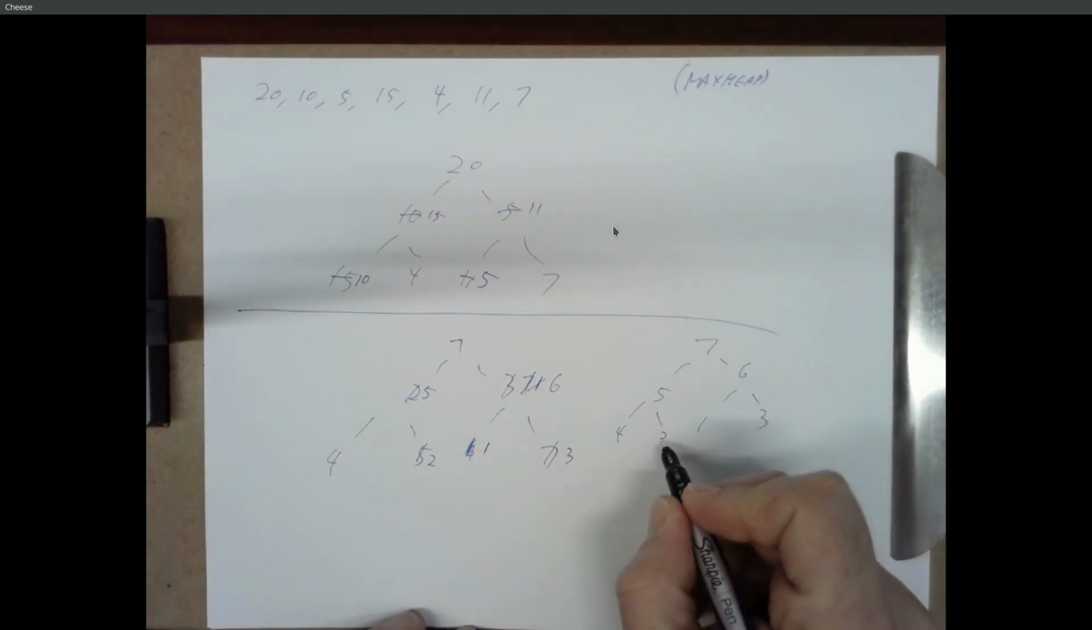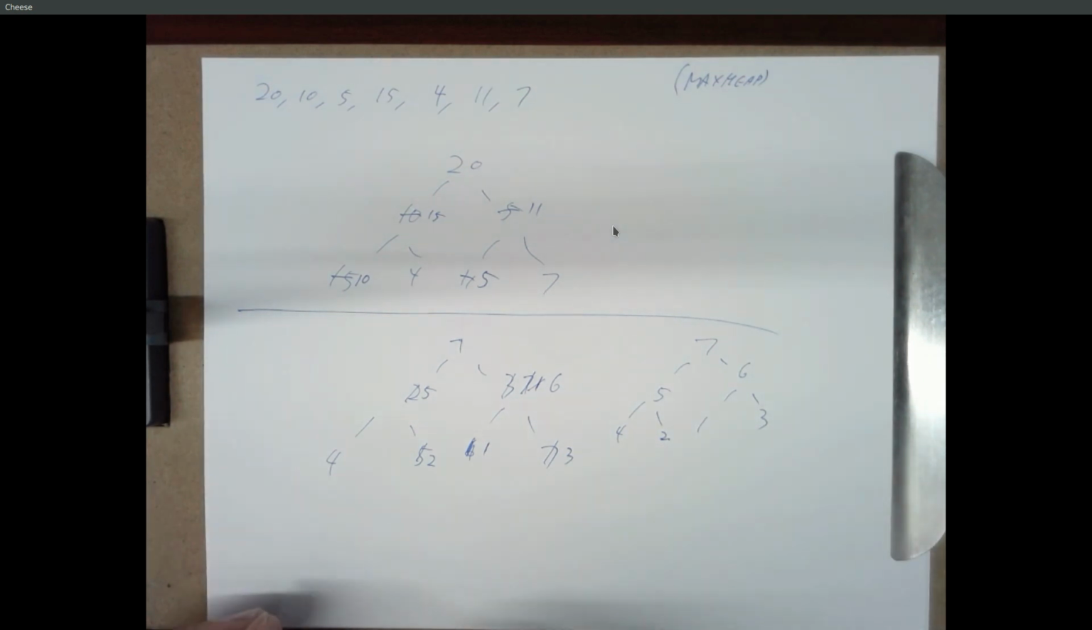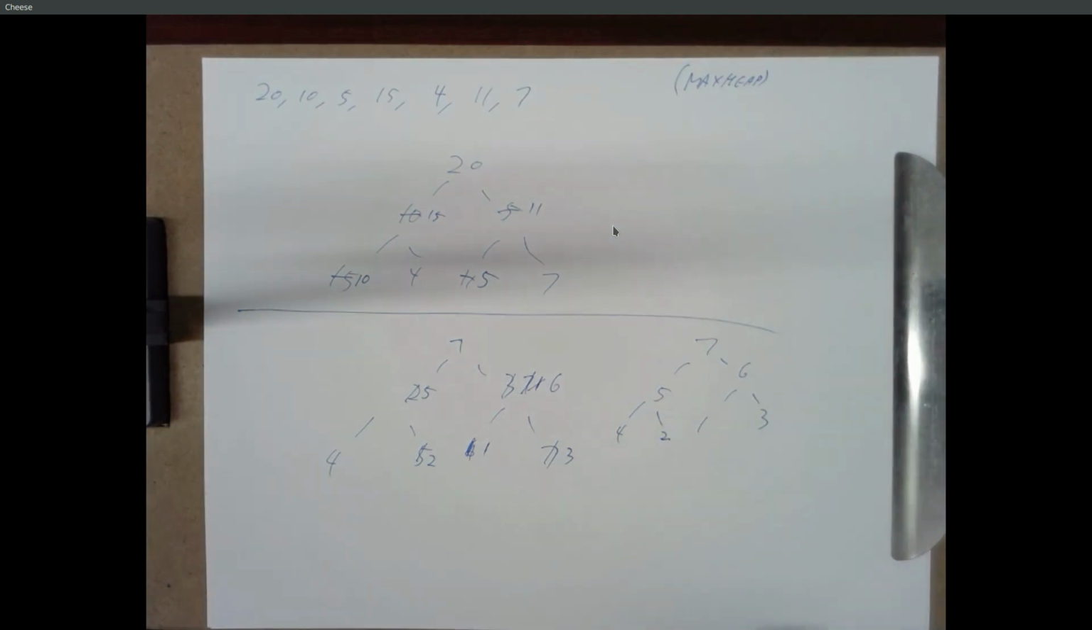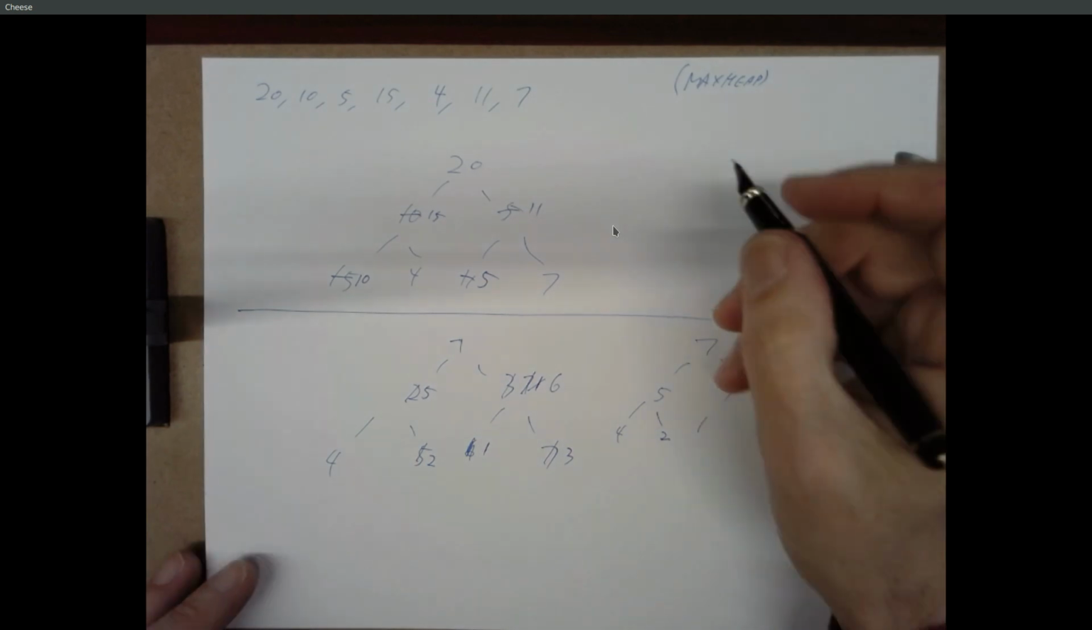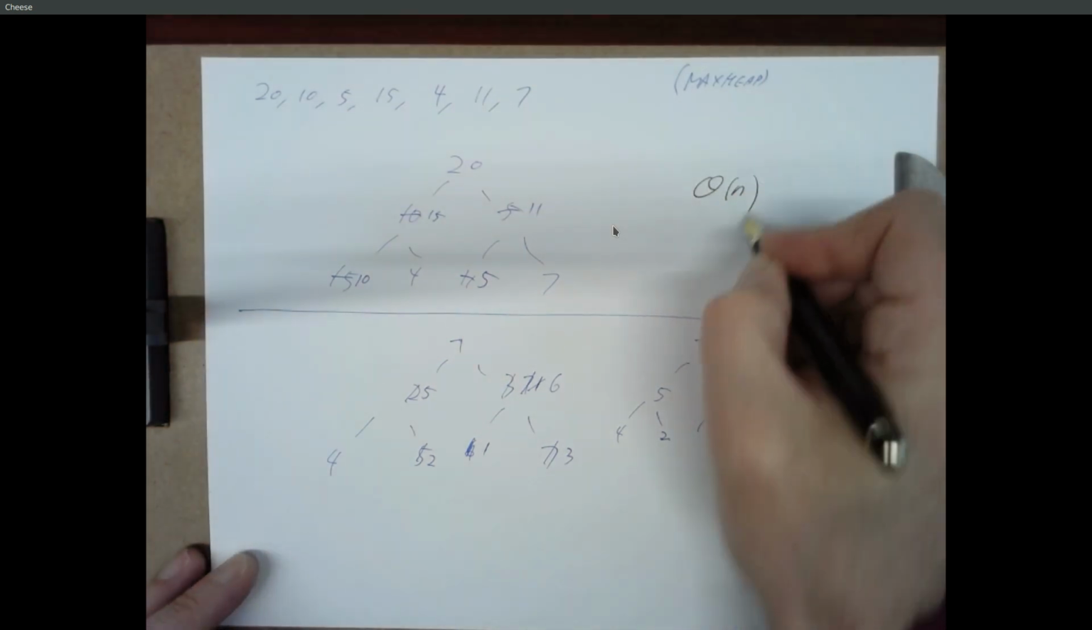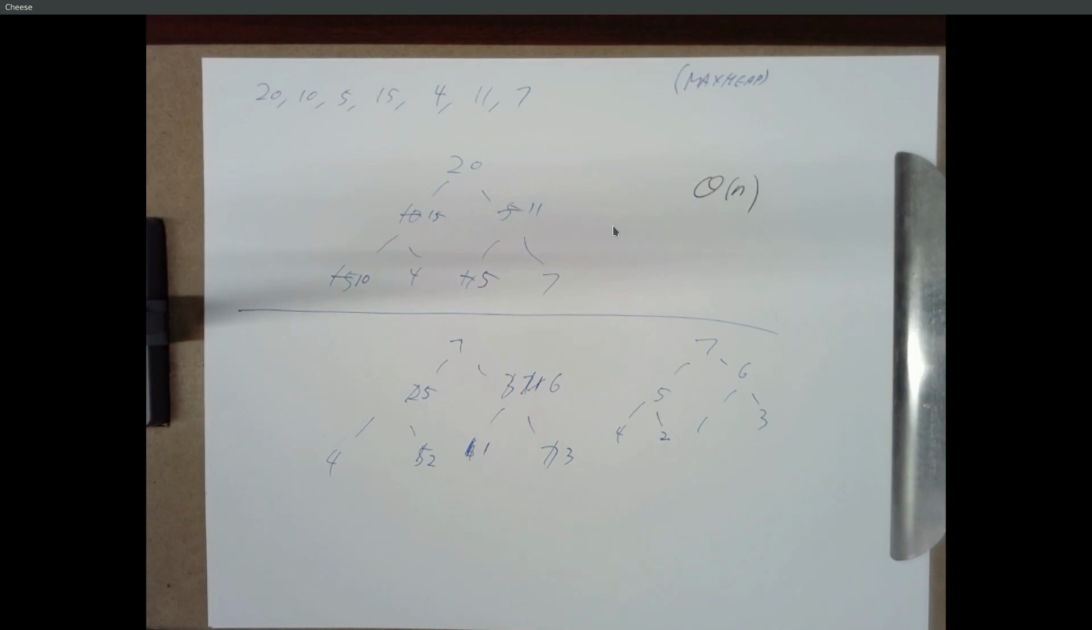Does this seem pretty easy? And at first glance, this might look like n log n, but it turns out this is actually order n. And you can find lots of proofs online. The proof is involved. But here's the intuition behind the proof.